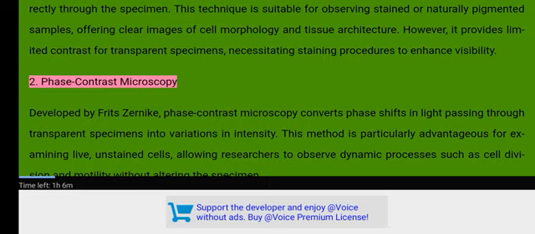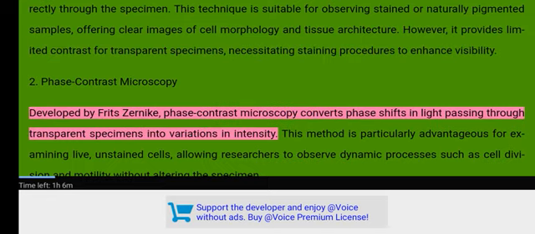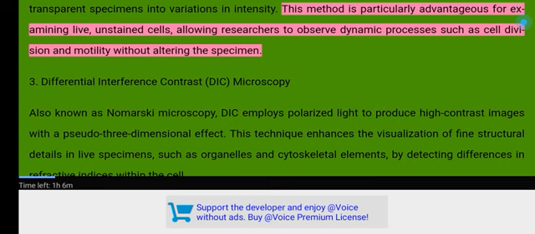2. Phase contrast microscopy. Developed by Frits Zernike, phase contrast microscopy converts phase shifts in light passing through transparent specimens into variations in intensity. This method is particularly advantageous for examining live, unstained cells, allowing researchers to observe dynamic processes such as cell division and motility without altering the specimen.